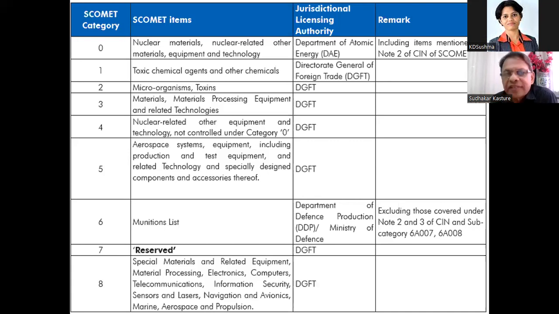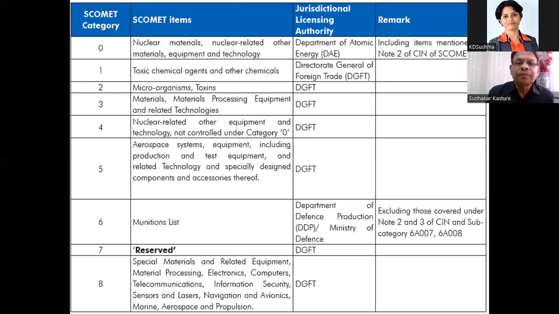Please look into this. Toxic chemical agents and other chemicals are covered under DGFT. Microorganisms or toxins are covered under DGFT. DGFT will grant you the license. Materials processing equipment and related technologies, DGFT. Nuclear related other equipment and technology not controlled under category 0, DGFT.